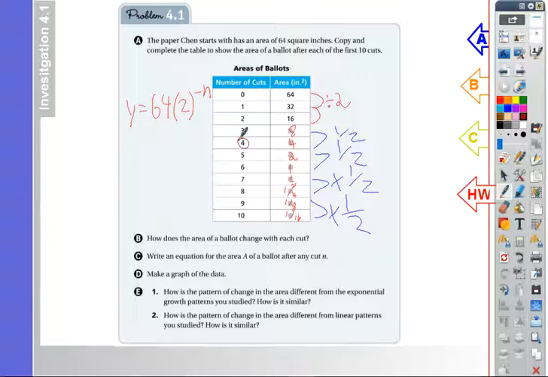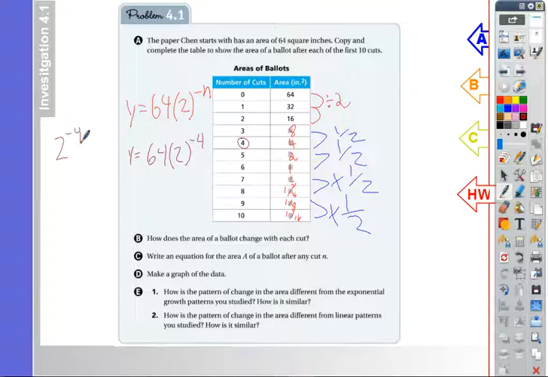All right. So let's plug in 4 for n and see if it works, because the majority of you did not have this equation. So we're going to go y is equal to 64 times 2 to the negative what power? 4, because we're using 4. All right, so 2 to the negative 4. So let's have a little sidebar here.